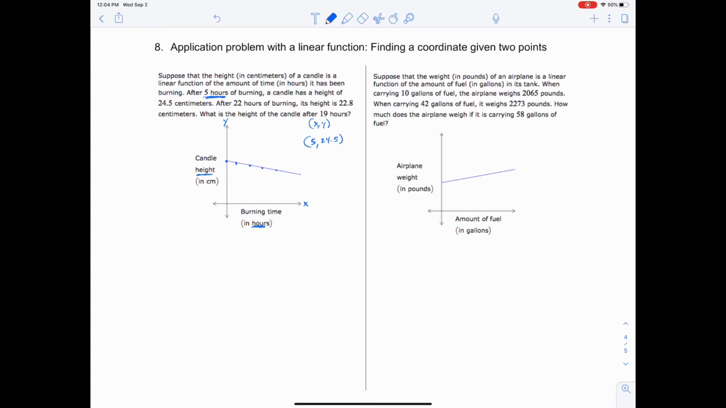And then it says after 22 hours, so again, hours is my x. I have a height of 22.8. I know that's my y because it's also in centimeters, and it says height right here. And that's another point. So if we were to plot these points on our line here, we're just going to guess where they're at. But I would say maybe 5, 24.5 would probably be right there, right?